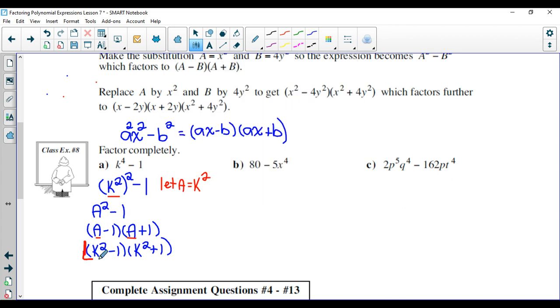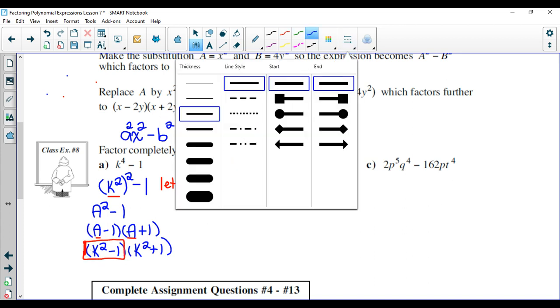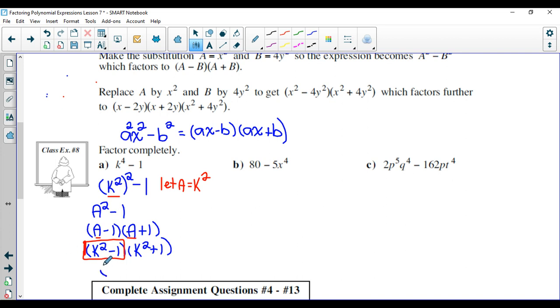Now we're still not quite done yet because k squared minus 1 is also a difference of squares. So if we write this out, k squared minus 1 factors to be k minus 1, k plus 1, and then multiply by the other factor, k squared plus 1.